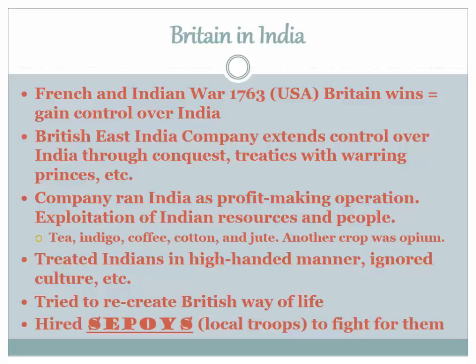So the British were high-handed. In other words, this goes back to the white man's burden, being high-handed, ignoring culture, everything. It was just about their resources and that they were there to be conquered. They tried to recreate the British way of life. When we say somebody tries to recreate something, what do we call that? When you try and be like somebody else.